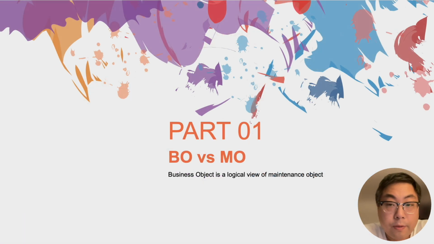Okay, so I think a few weeks ago I was talking about the relationship between business object and maintenance object is more like abstract class and the one that implements the abstract class. I still think that is an accurate presentation for these two system objects. But today we look a bit more into details, what they are, and what is the limit of them as well.